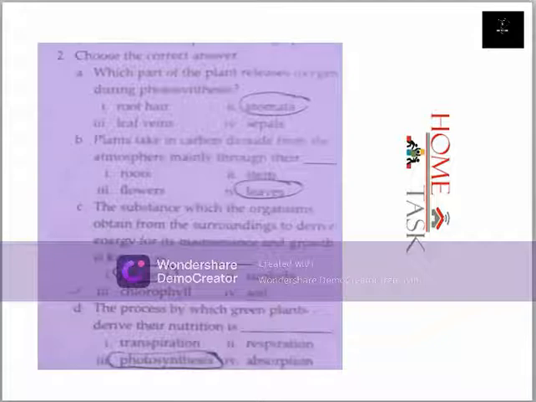The second one is, plants take carbon dioxide from the atmosphere mainly through their roots, stem, flowers, or leaves. The third one is, the substances which an organism obtains from the surroundings to derive energy for its maintenance and growth are known as nutrient, sunlight, chlorophyll, or soil. The last one is, the process by which green plants derive their nutrition is called transpiration, respiration, photosynthesis, or absorption.